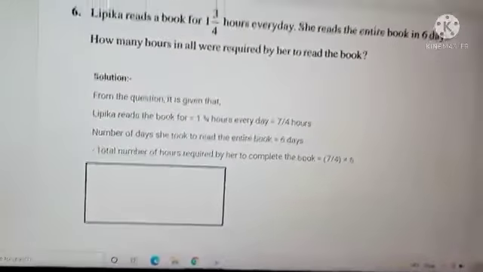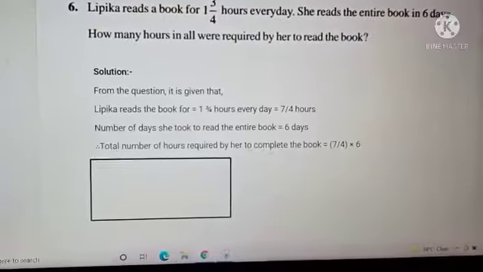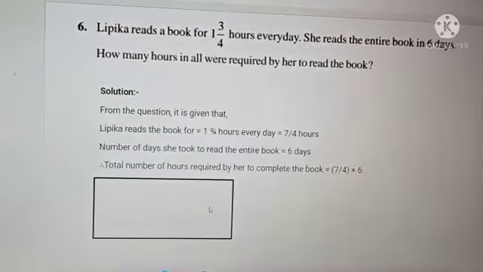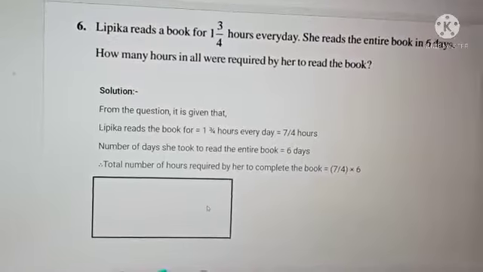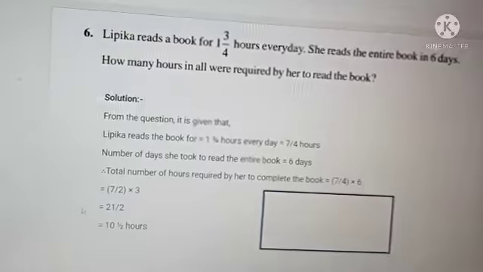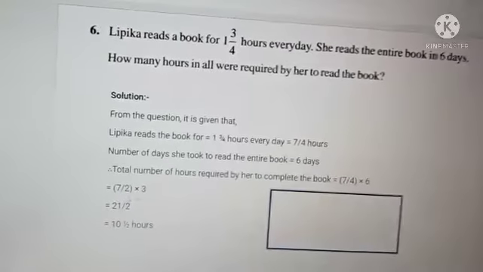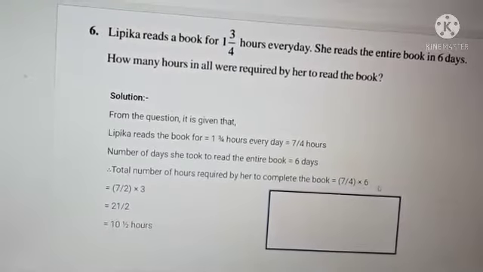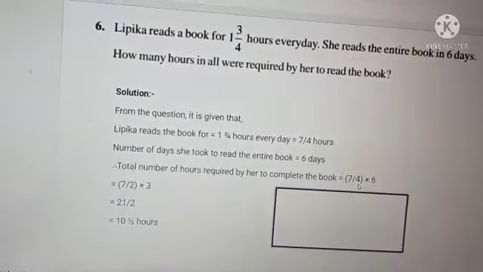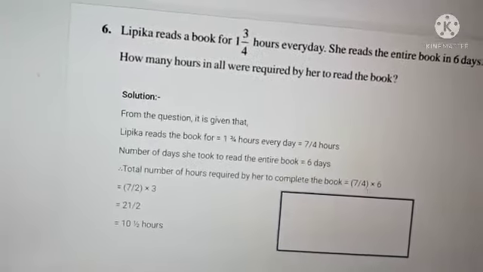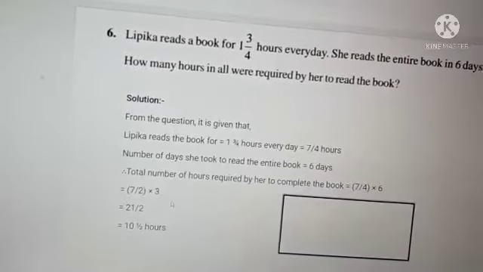Now, number of days she took to read the entire book is 6 days. So total number of hours required for her to complete the book is 7 by 4 into 6. That is 7 by 2 into 3. How did 7 by 2 into 3 come here? 4 and 6 got cancelled. 4 becomes 2 and 6 becomes 3. We reduce it. So 7 into 3, 21.